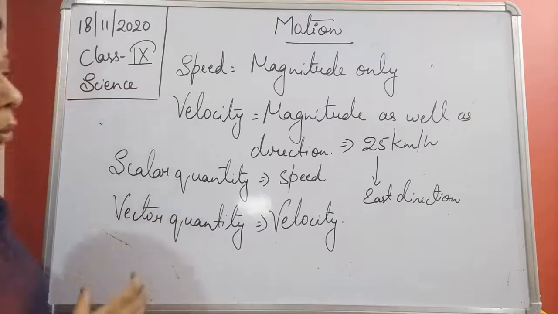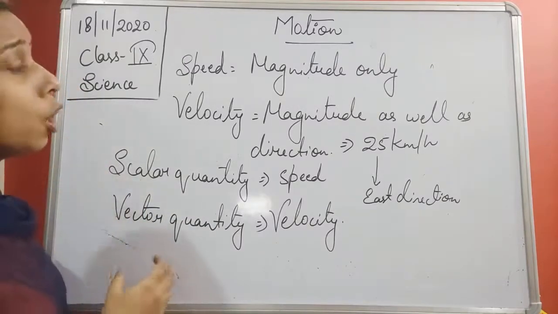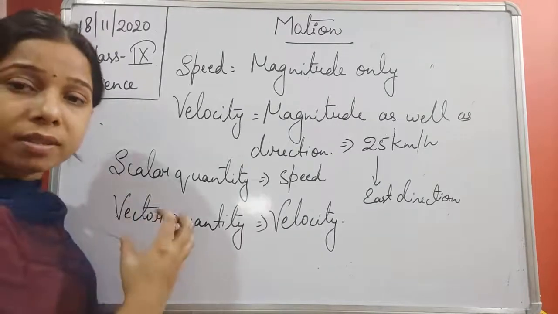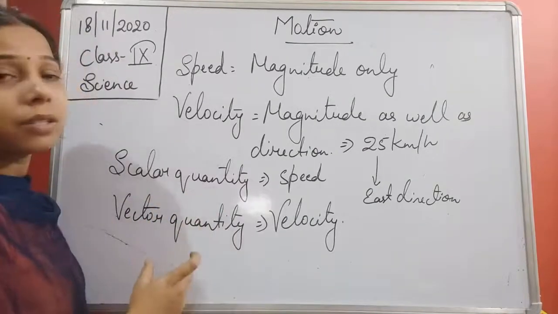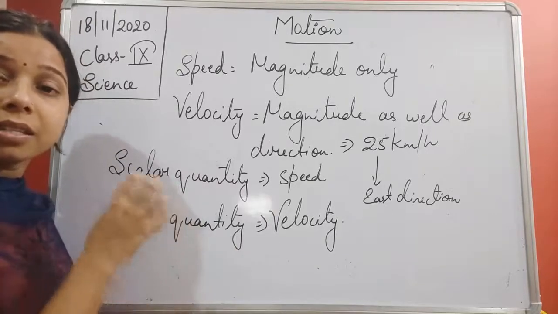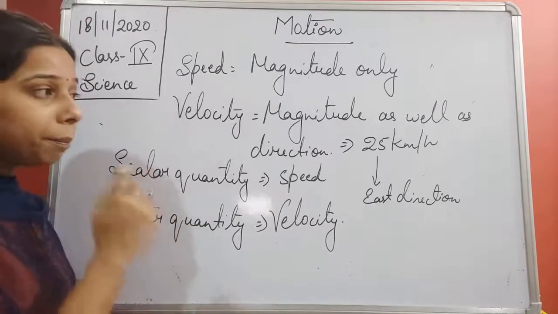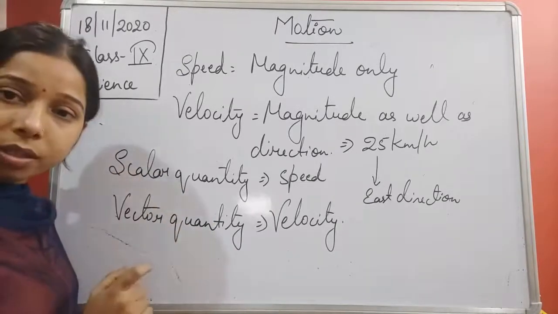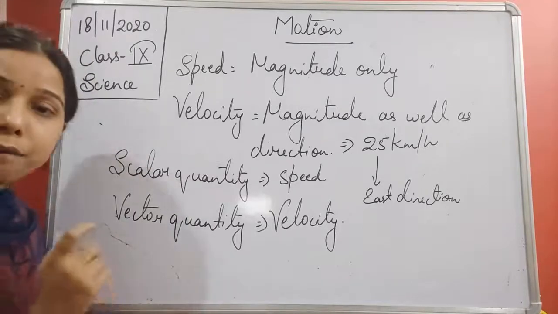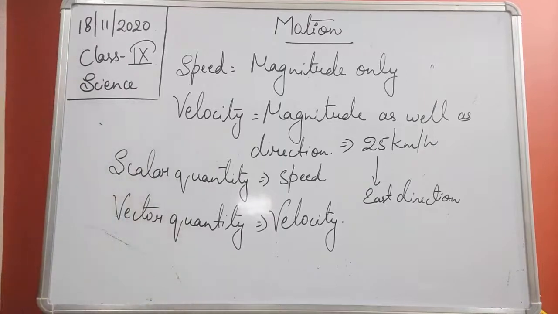What kind of a quantity is it? Speed shows the magnitude only, but velocity possesses both magnitude as well as direction. Because of that, one is a scalar quantity and the other is a vector quantity. I hope you all have understood about speed and velocity.